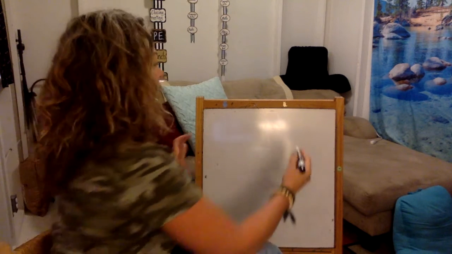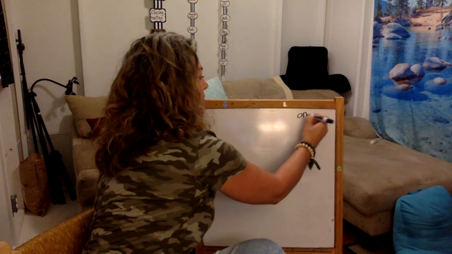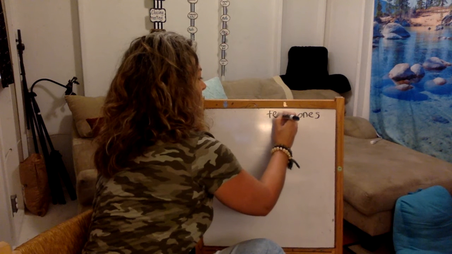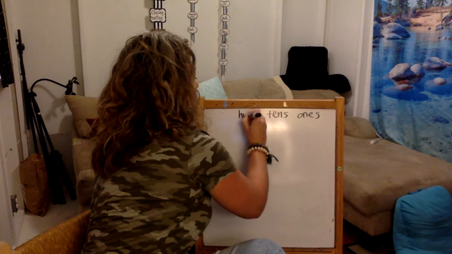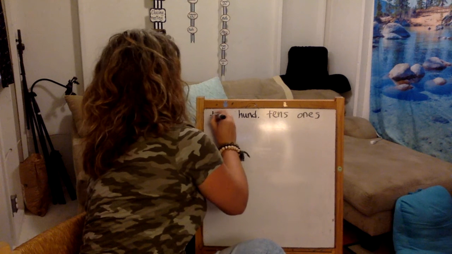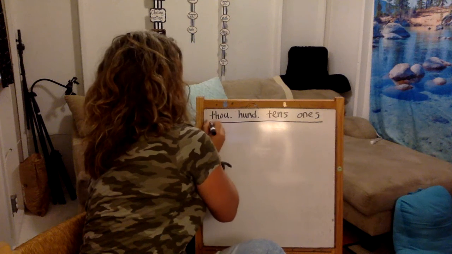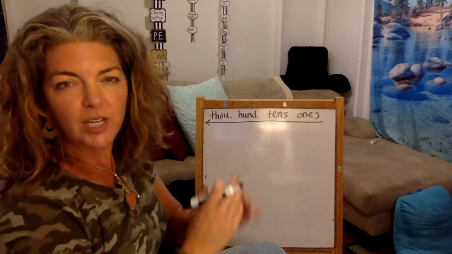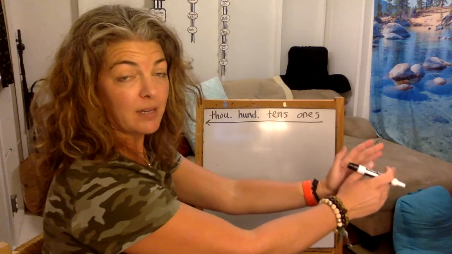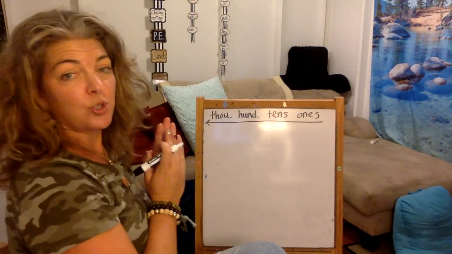Rounding to the nearest hundred is going to be the same rules as rounding to the nearest 10, but we're just rounding to the hundreds place. So I want you to remember in place value, we have ones, tens, hundreds, thousands, and it goes backwards. Like when you're normally reading, you go from left to right. In place value, you go from right to left.